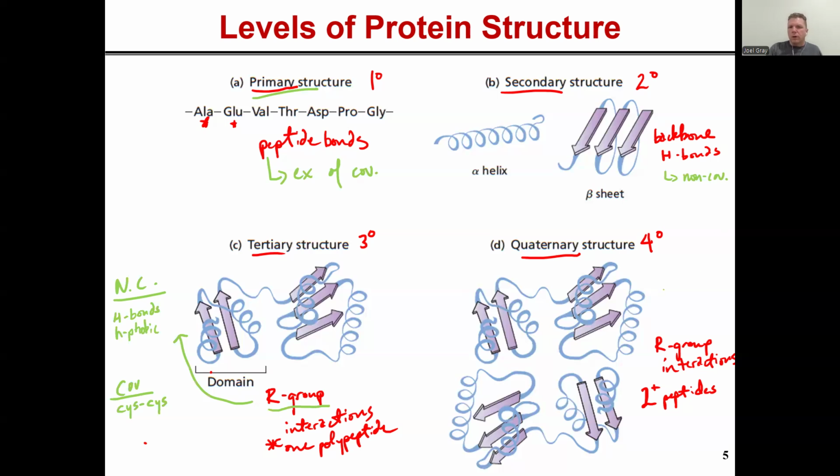Now, in quaternary structure, it's pretty much going to be your non-covalent interactions, but there also can be that disulfide bond. It's not super common, but that can happen in fibrous proteins. So I think that it's good to think about what are the types of interactions that are stabilizing these different levels, not just what are the parties that are interacting, sure, your R groups, but what types of interactions.